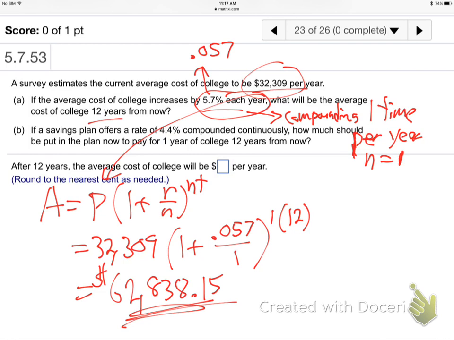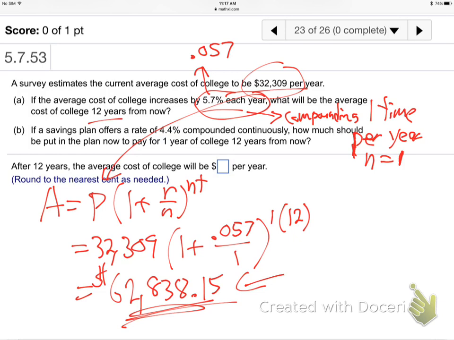And then part B: if the savings plan offers a rate of 4.4% compounded continuously, how much should be put in the plan now to pay for 1 year of college 12 years from now? So how much will 1 year of college cost 12 years from now? Well, that's the answer we just figured out. That's the cost of a year of college 12 years from now.